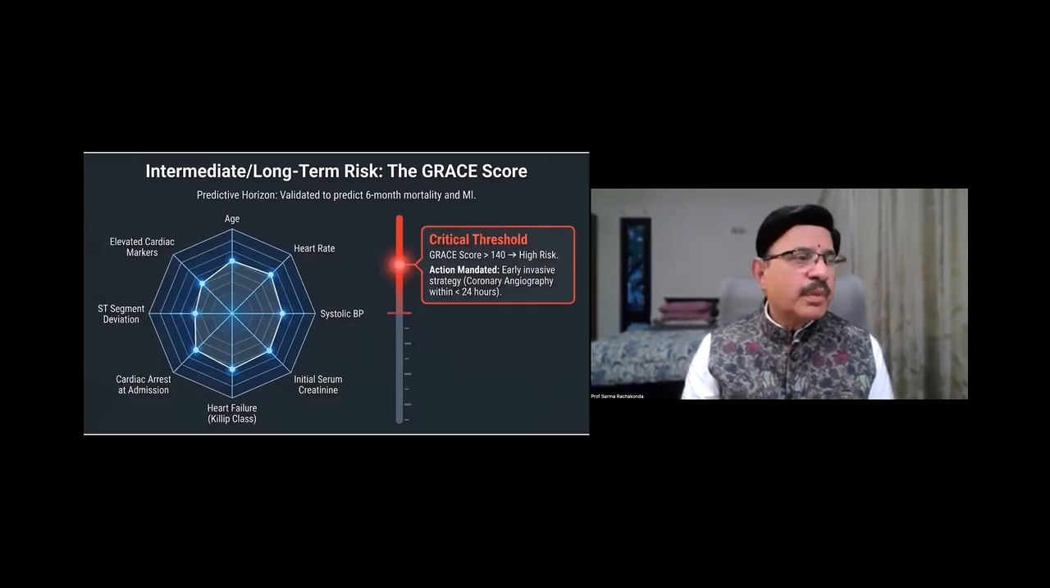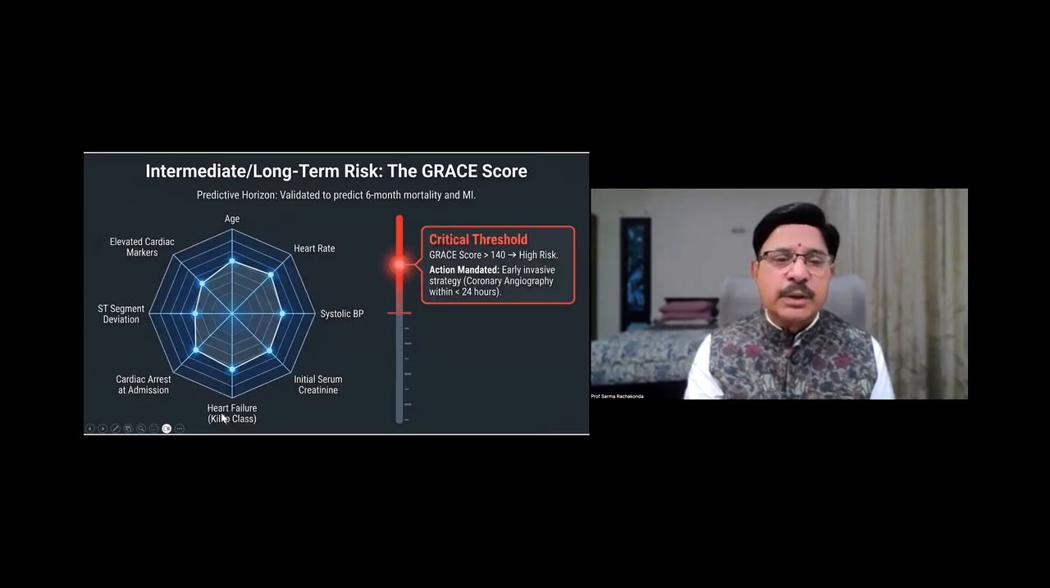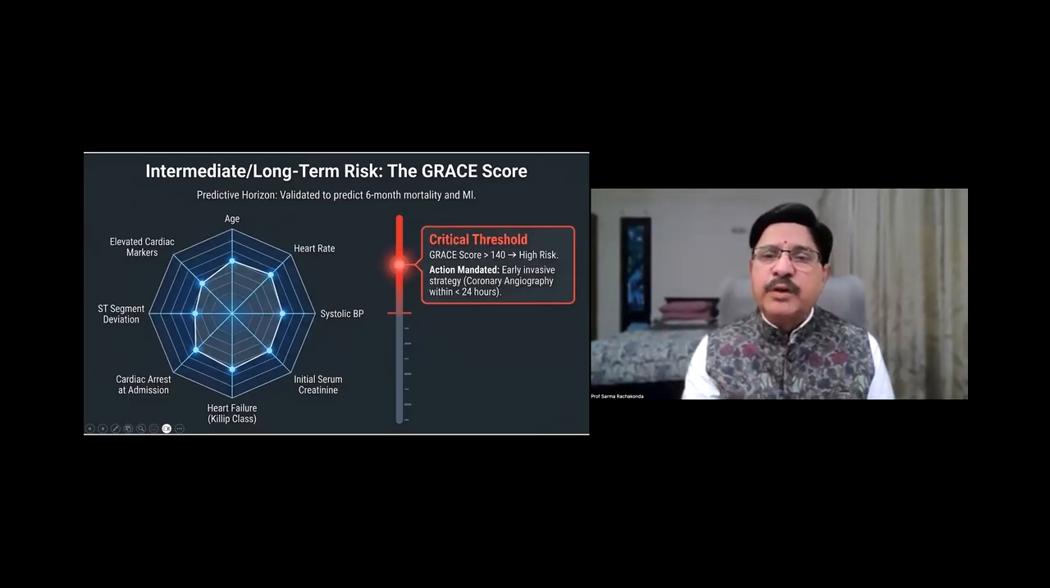Now, the next one is the GRACE score. For the GRACE score, we know there are age, heart rate, systolic blood pressure, serum creatinine, heart failure, cardiac arrest, ST segment deviation, and elevated cardiac markers. So the critical threshold is, if you do the GRACE score, I'll show you how to do it on the web. And if it is more than 140, it must be calculated.